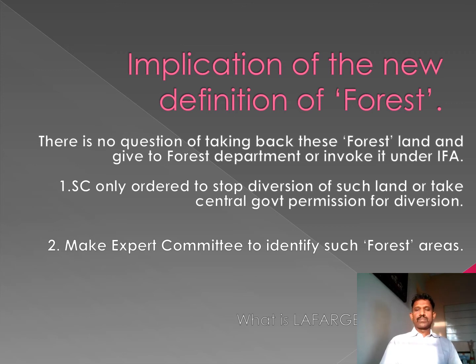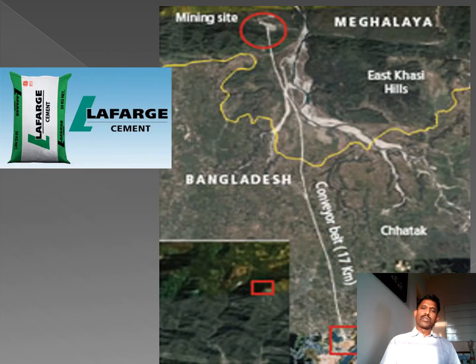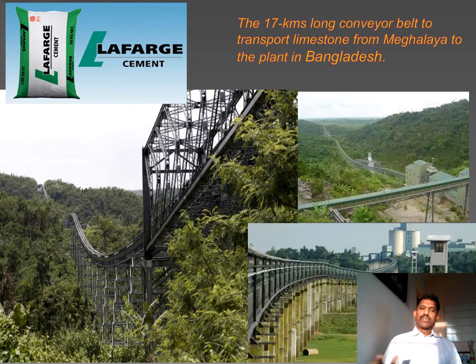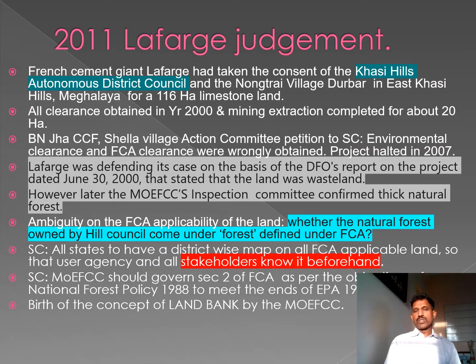Now coming to the Lafarge case, what happened in the Lafarge Supreme Court order is this. Lafarge is a cement company. They bought some land on the Indian side in Meghalaya, East Khasi Hills, to supply the dolomite raw material required for manufacturing cement, for the plant established on the Bangladesh side. They had already established everything, including a large transport mechanism, a 17-kilometer-long conveyor belt to transport the limestone from Meghalaya to the plant in Bangladesh. This land did not actually belong to the forest land; the ownership was not with the forest department.